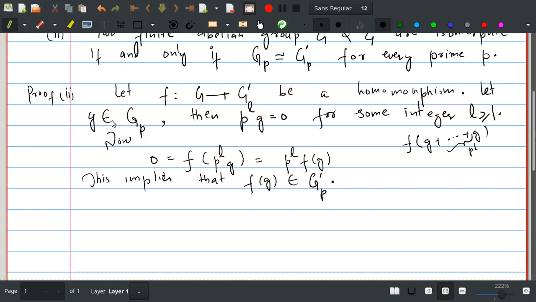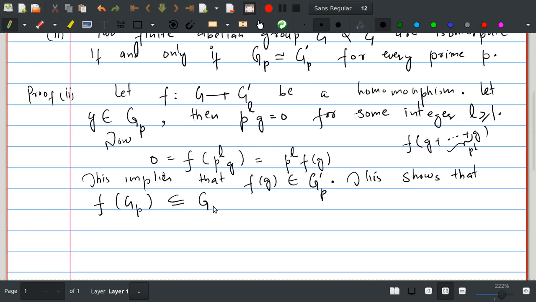Now we took an element g in G_p, and we showed its image is in the p-primary component of G prime. That means the image of G_p under f is contained in G prime_p. This shows that the image of G_p is contained in G prime_p.